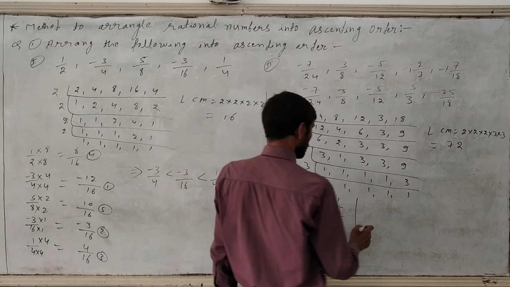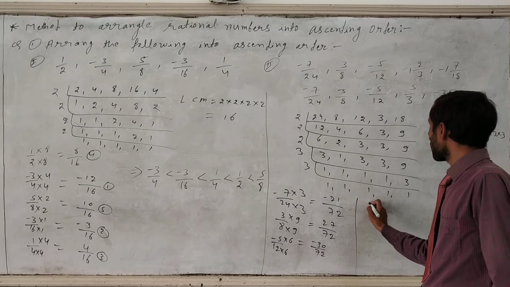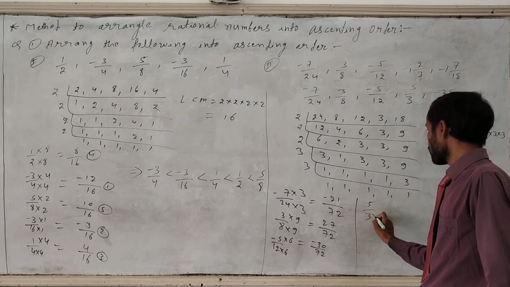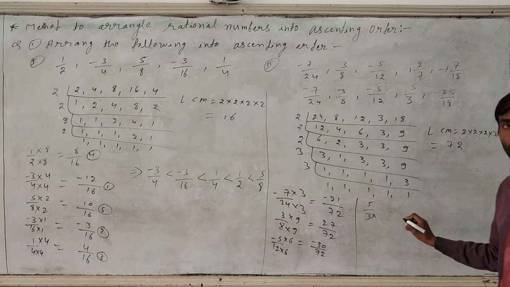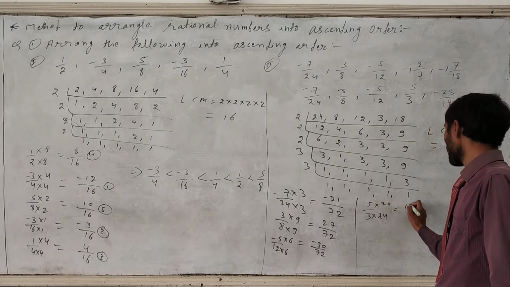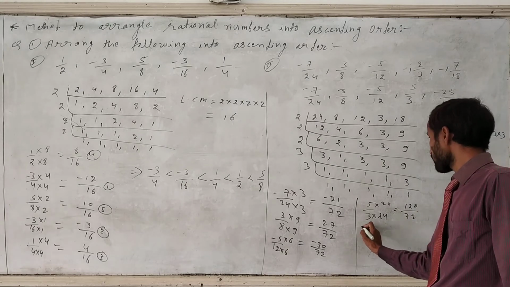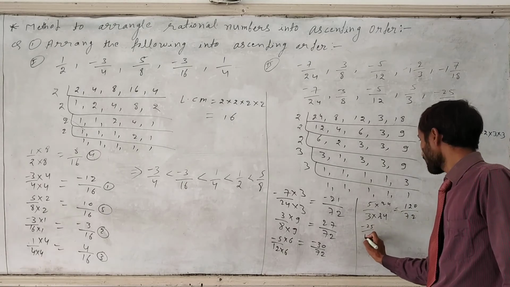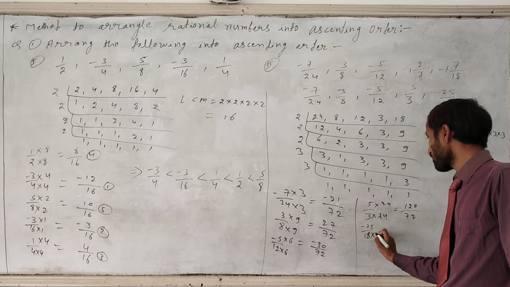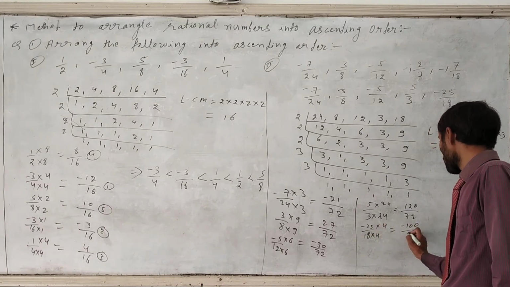Next, 2 more are given. Here 5 upon 3. So we have to convert it to 72. So we have to multiply by 24 here, and here also 24. So 120 upon 72 will come. Next one, minus 25 upon 18. So 18 fours are 72, multiply by 4. So minus 100 upon 72 will come.